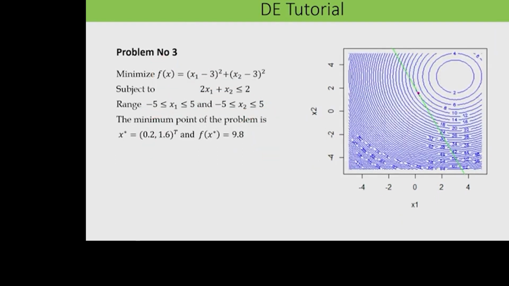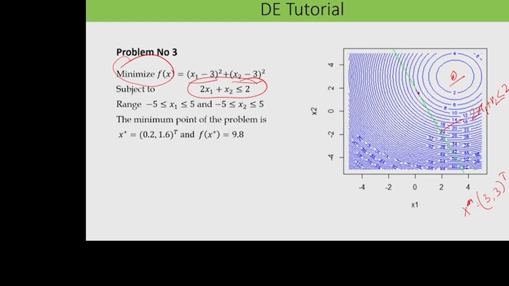The third problem is also a minimization problem: (x1 minus 3) whole squared plus (x2 minus 3) whole squared. The unconstrained solution is somewhere here, and the solution is 3 and 3, that is x star equal to 3 comma 3. But we have a linear constraint here: twice x1 plus x2 less than or equal to 2, and therefore the earlier solution is an infeasible solution.